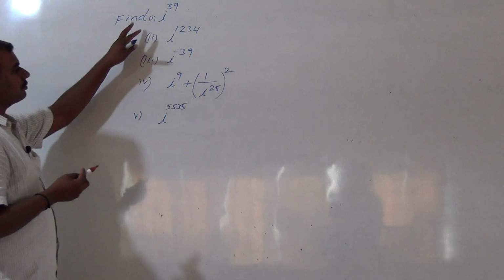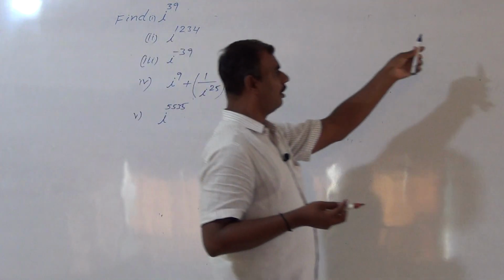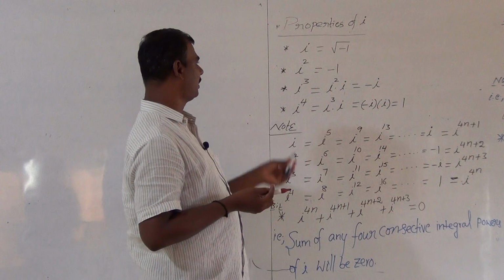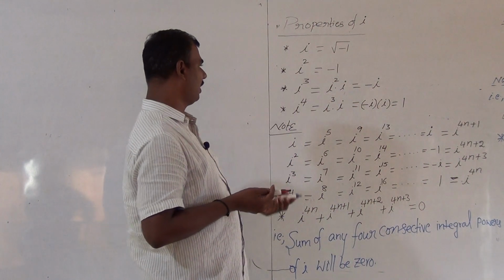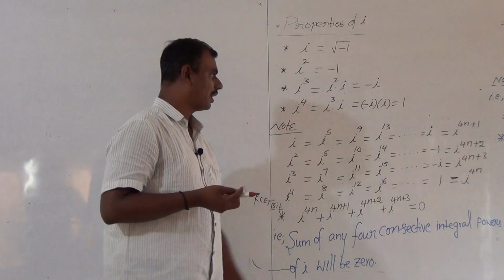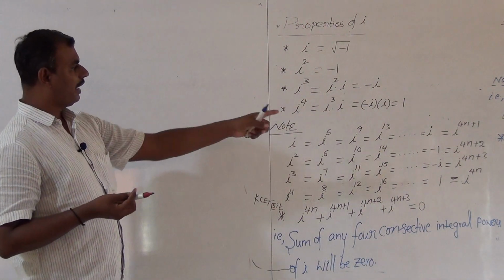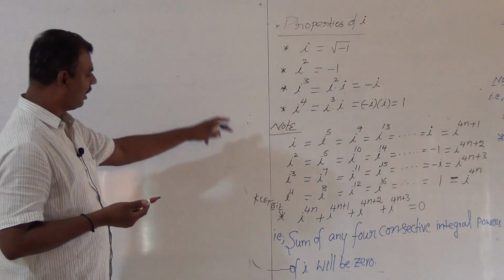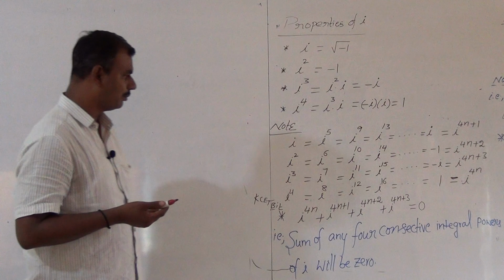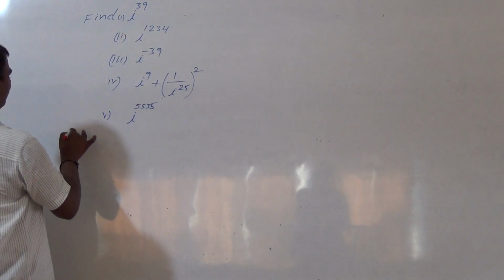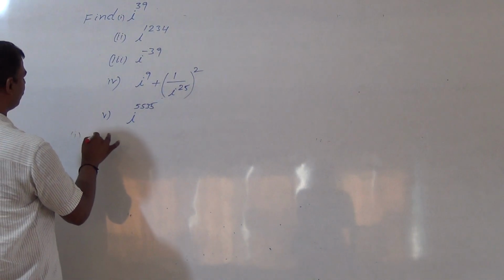Before solving, all of you remember that iota is equal to square root of minus 1, iota square equals minus 1, iota raised to 3 equals minus iota, iota raised to 4 is equal to 1, 1 by iota is equal to minus iota. These are the main things, and also this is a very important property. So firstly, I will solve this question. Question number 1, how to solve?